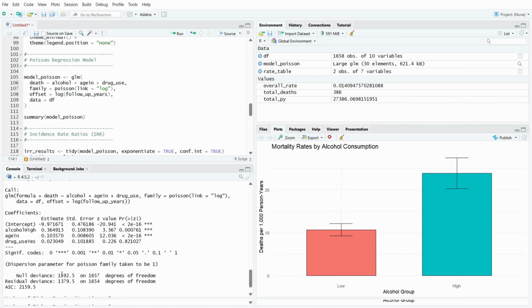Looking at model fit, the null deviance is 1,592.5, and the residual deviance drops to 1,379.5.